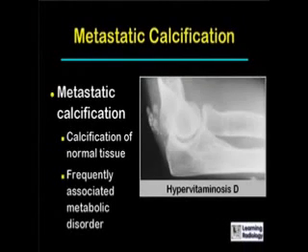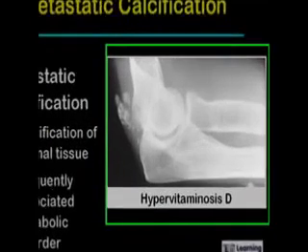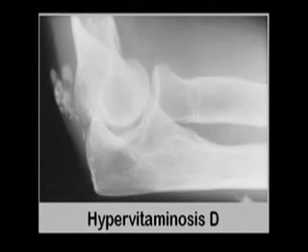Metastatic calcifications are calcifications which occur in previously normal tissue. They are frequently associated with a metabolic disorder, and despite having the name metastatic associated with them, they have nothing to do with malignancy. This is an example of calcification around the elbow in a patient with hypervitaminosis D.